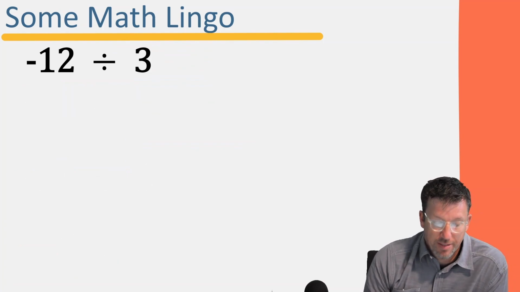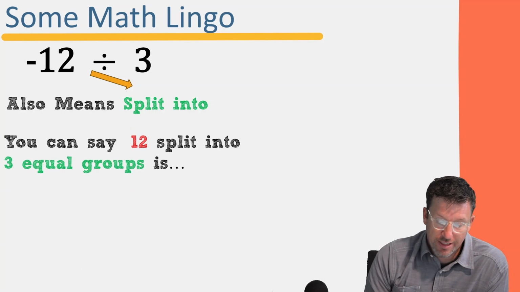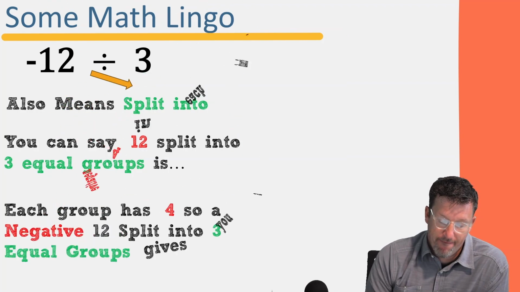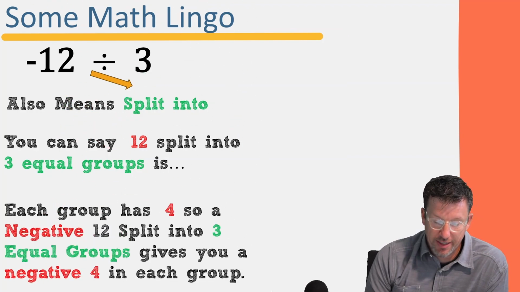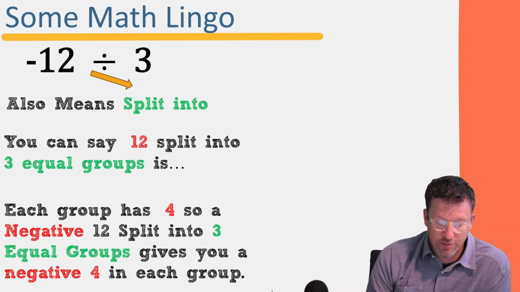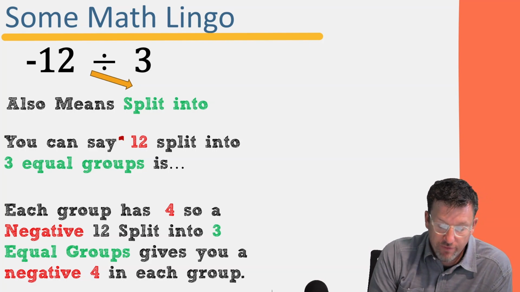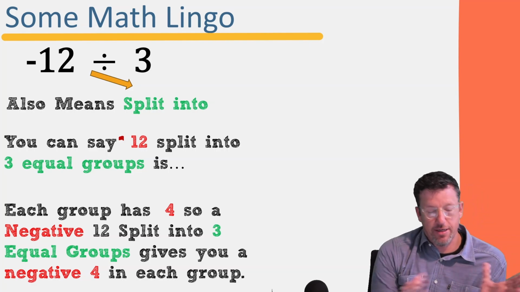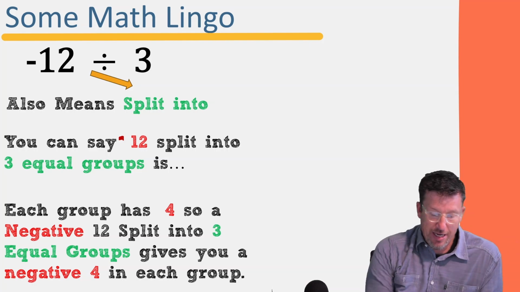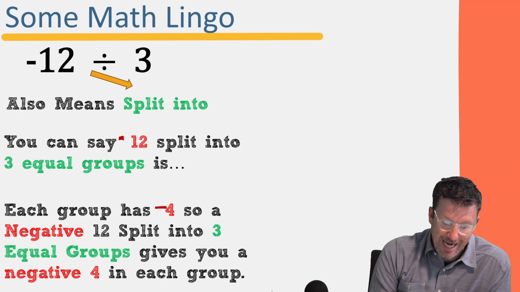Now, next up, how would we read this? Okay, remember, this also means split into. So you can say negative 12 split into 3 equal groups is, and then when you do it, each group has negative 4. So if I have a negative 12 and I break it into 3 equal groups, each one of those groups is going to have a negative 4. Okay, so negative 12 split into 3 equal groups gives us negative 4.